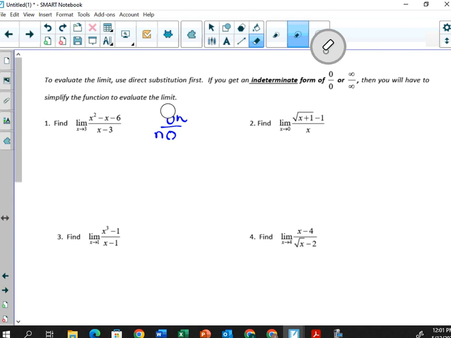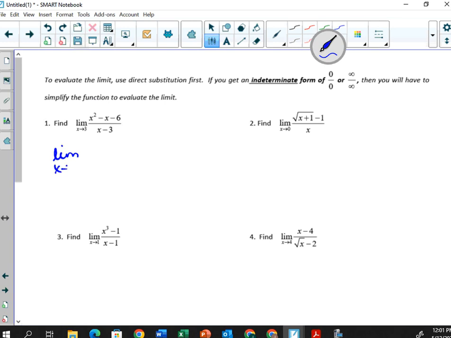Okay, so we got to do some work. All right, so you write the limit statement. So limit as x approaches 3. Yeah, factoring never goes away, guys.